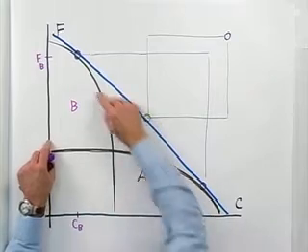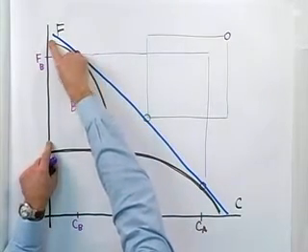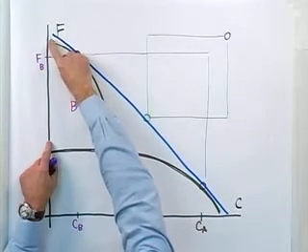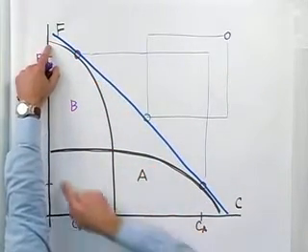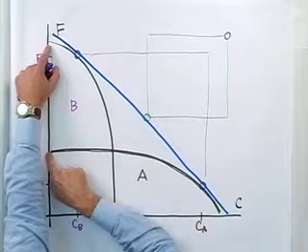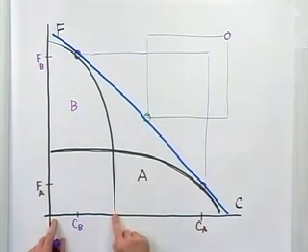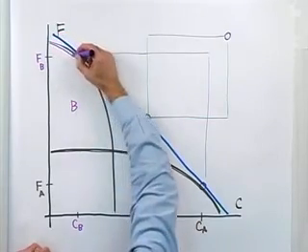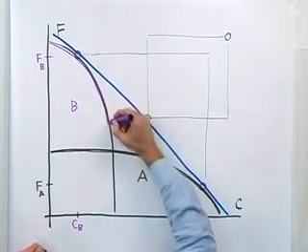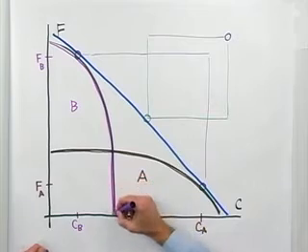On Island B, if all that's done is fishing, the amount of fish that can be obtained is much greater than the amount of fish that can be obtained from Island A, but fewer coconuts. So the production possibilities frontier for Island B is there.